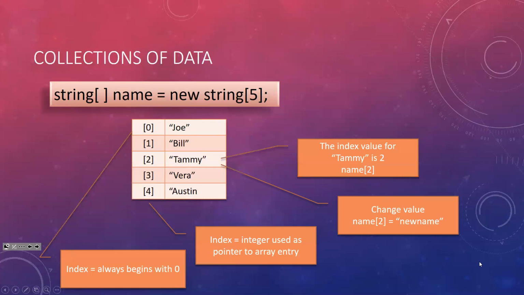In this example, if we want to update the name in index location 2 of our array to a value of new name, we would just use this syntax. Name at index location 2 equals whatever this new value is. So just like any other variable, if we want to set it to a new value, we can just name it like that and set it to a new value, and then it's going to update in memory in our array.